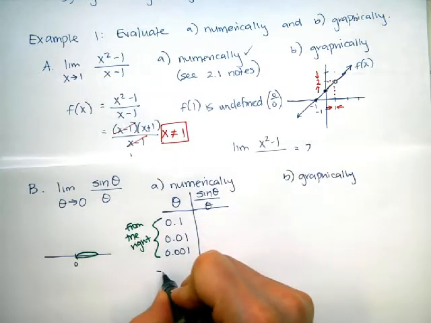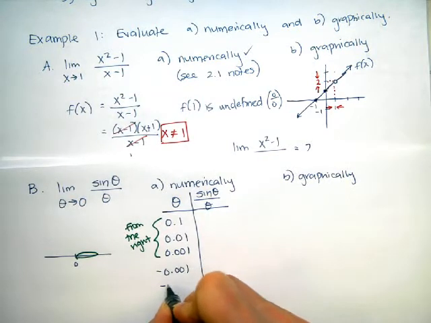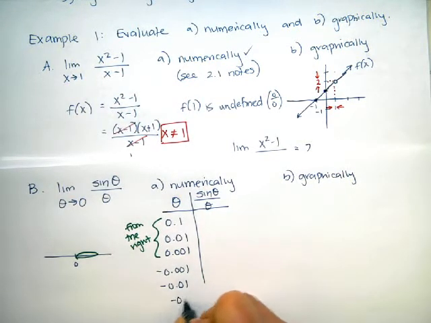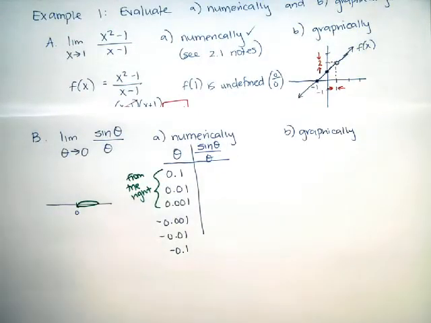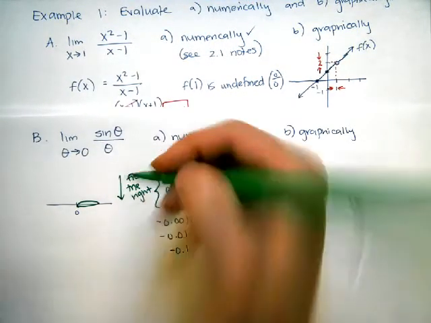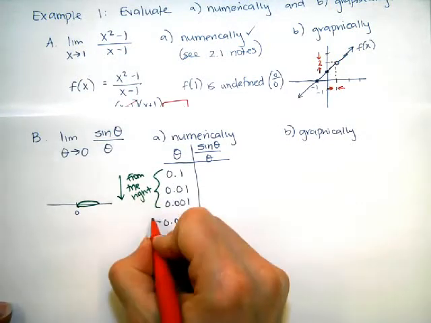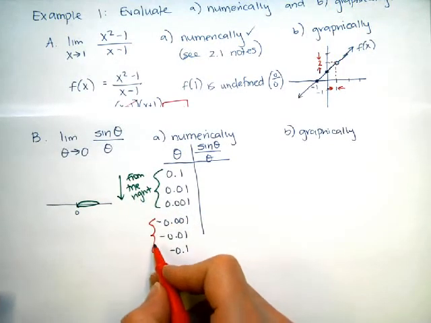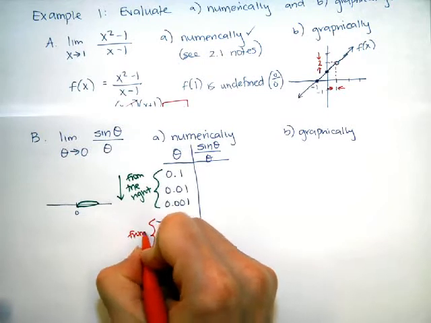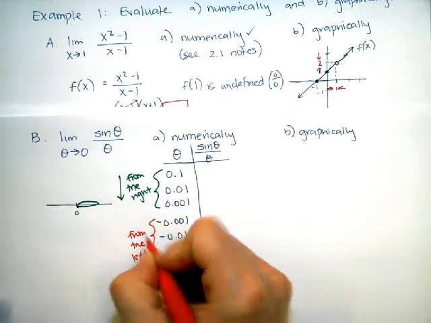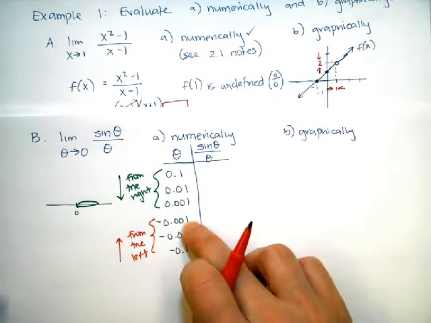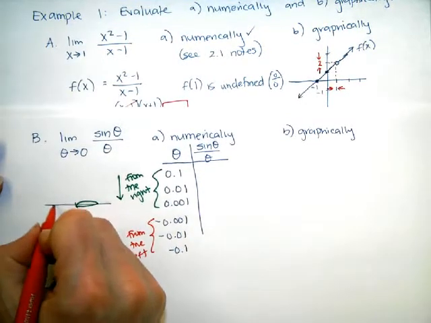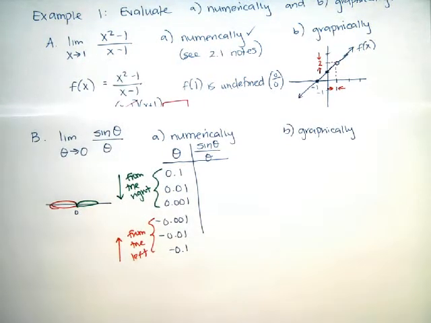So what I'm going to do is make this a negative 0.001, and then a negative 0.01, and a negative 0.1. So this is nice because then I can see my from the right is kind of approaching down this way. And then you see how this one would end up being from the left? From the left. That is going to approach, because these are getting closer and closer to 0 in an upward fashion, I guess. So these are from the left.